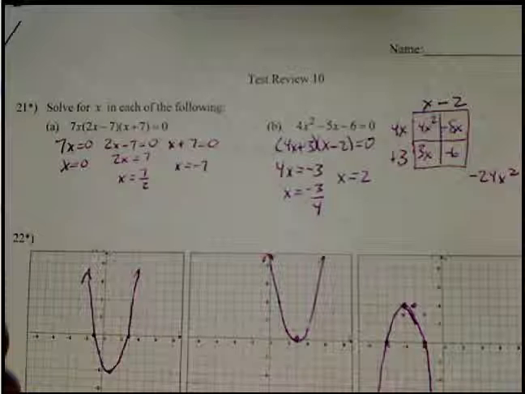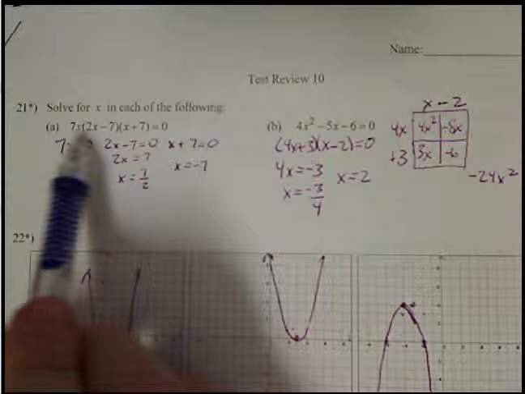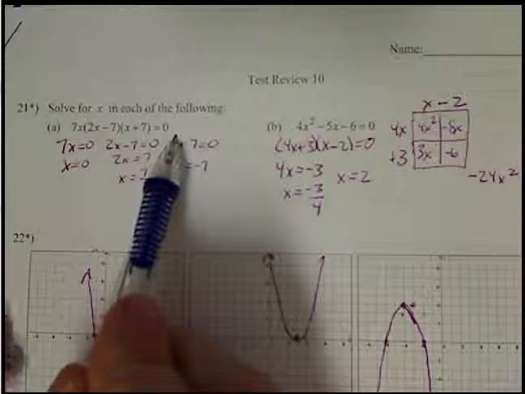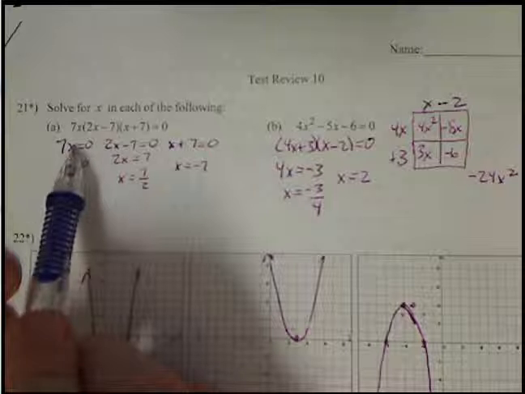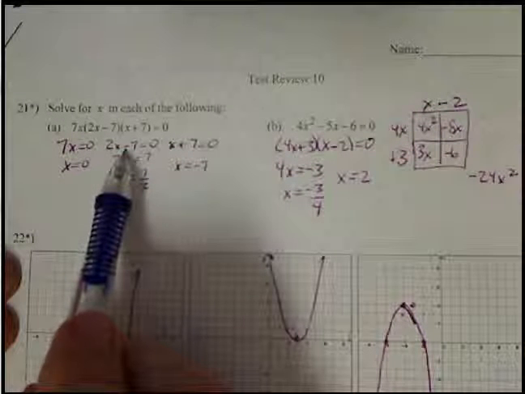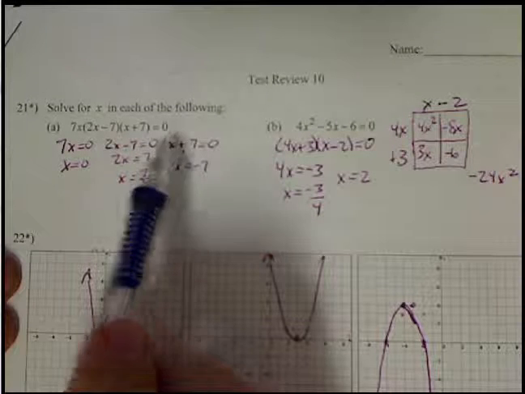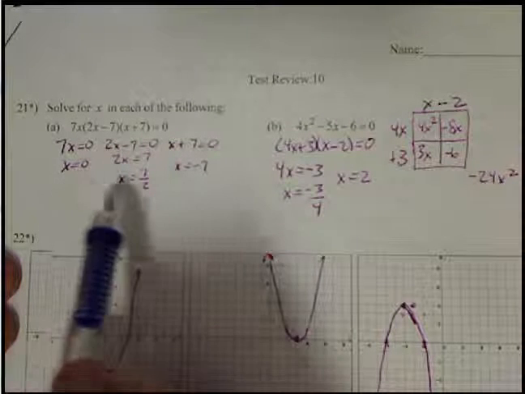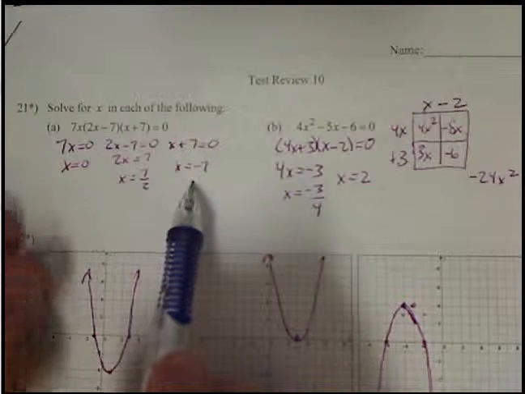Key things in order to be able to do this, we need to have it equal to 0. It needs to be factored. And then what we're going to do is set each individual part equal to 0. So either 7x equals 0, 2x minus 7 equals 0, or x plus 7 equals 0. When I solve this, I get x equals 0, x equals 7 halves, and x equals negative 7.